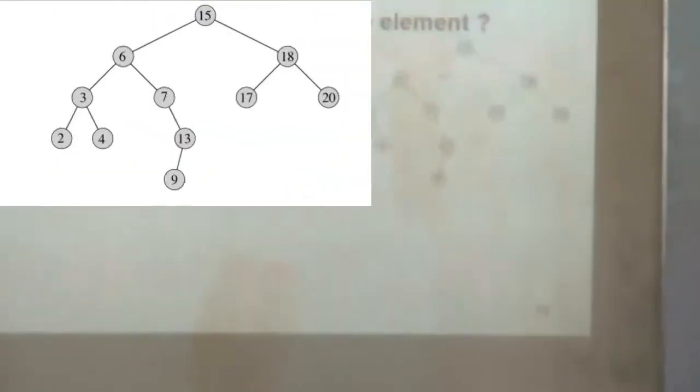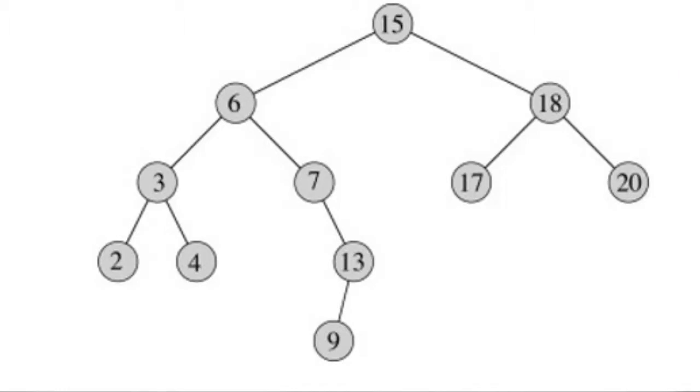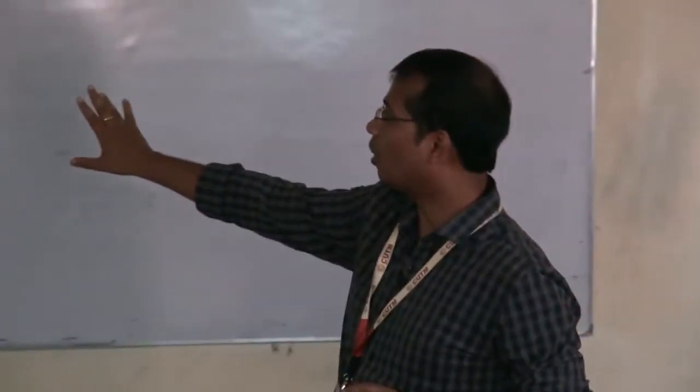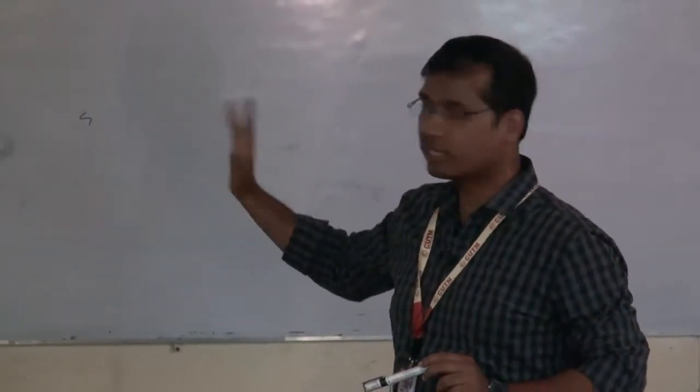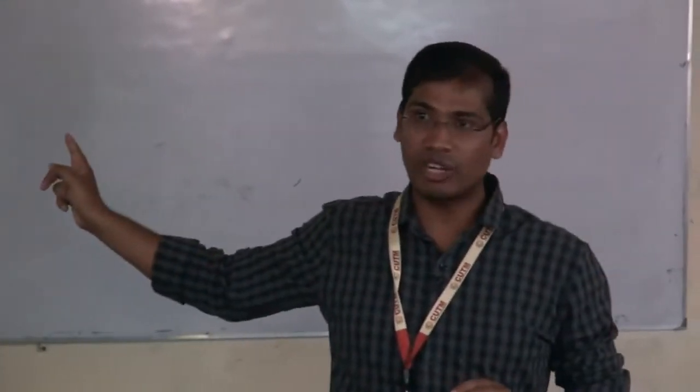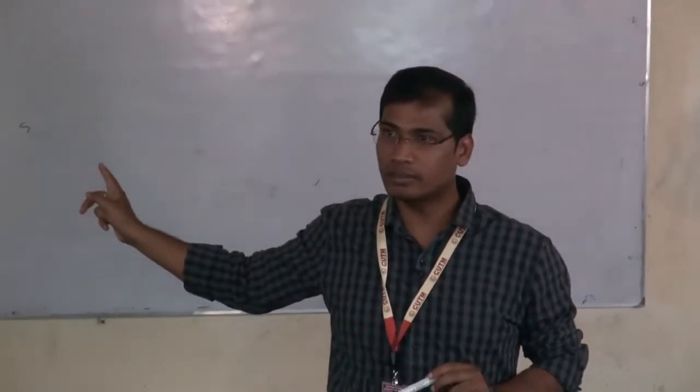I am giving the same tree. Is there any duplicate element here? All values are distinct, different from each other: 15, 6, 18, 17, 3, 7, 13. And it is a binary search tree, obeying all the properties. My question, can a BST hold duplicate elements?